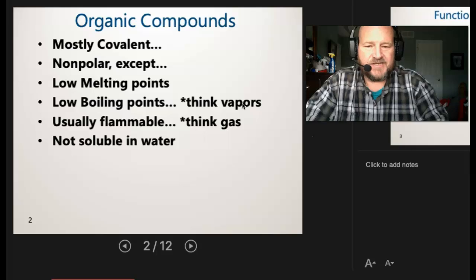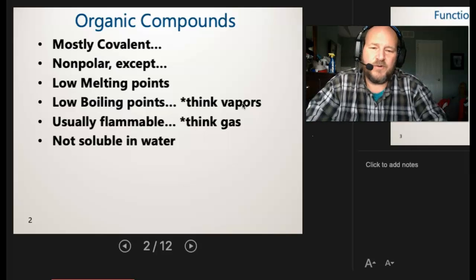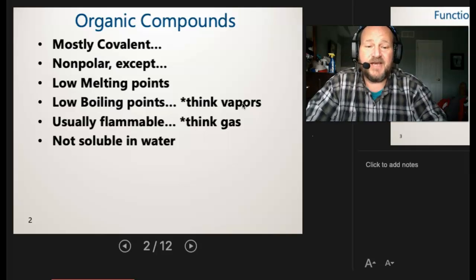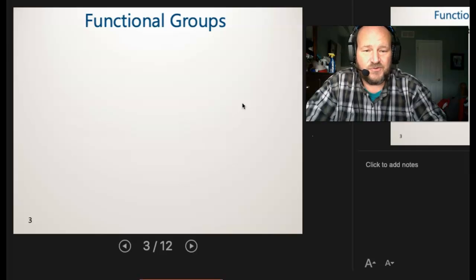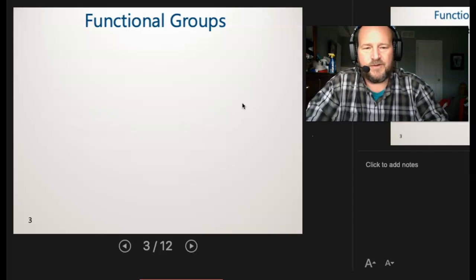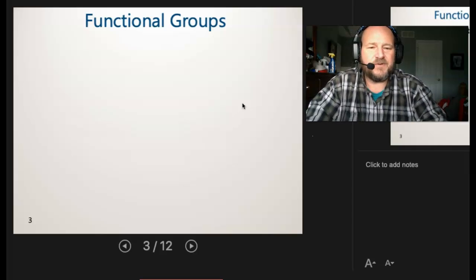They're typically not soluble in water. Okay, so oil and water does not mix. Does that always hold up? Well, not always, because again, we're going to be talking about functional groups. And some of the functional groups we're going to find out are polar, which will make them water soluble. But carbon chains in general are not going to be water soluble. They're more like oil and therefore don't mix with water.